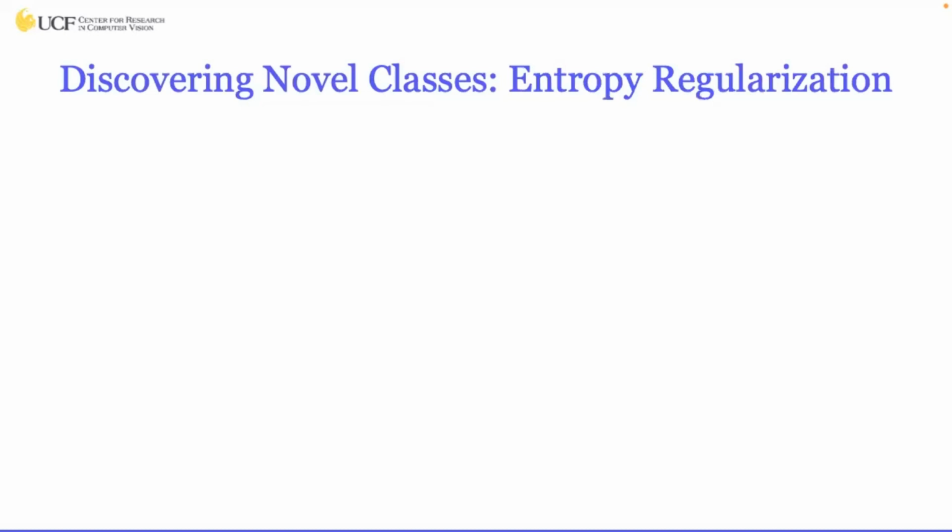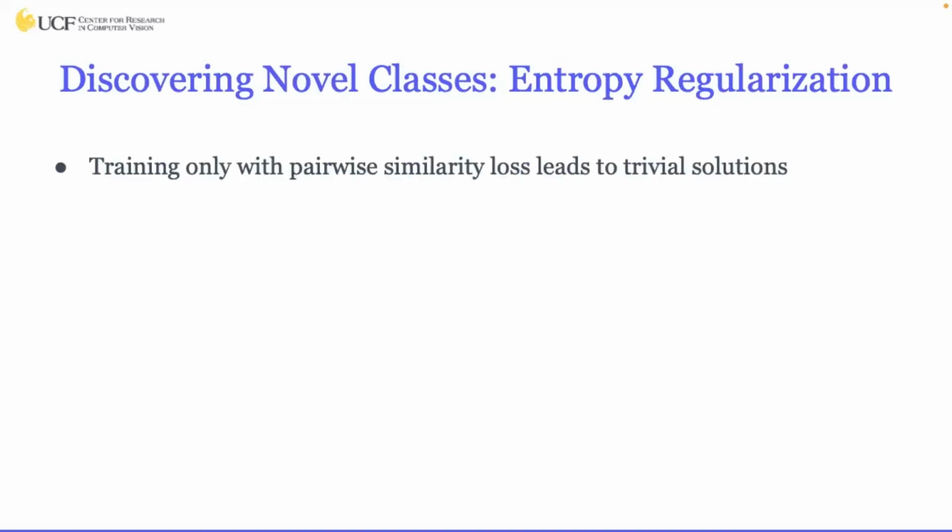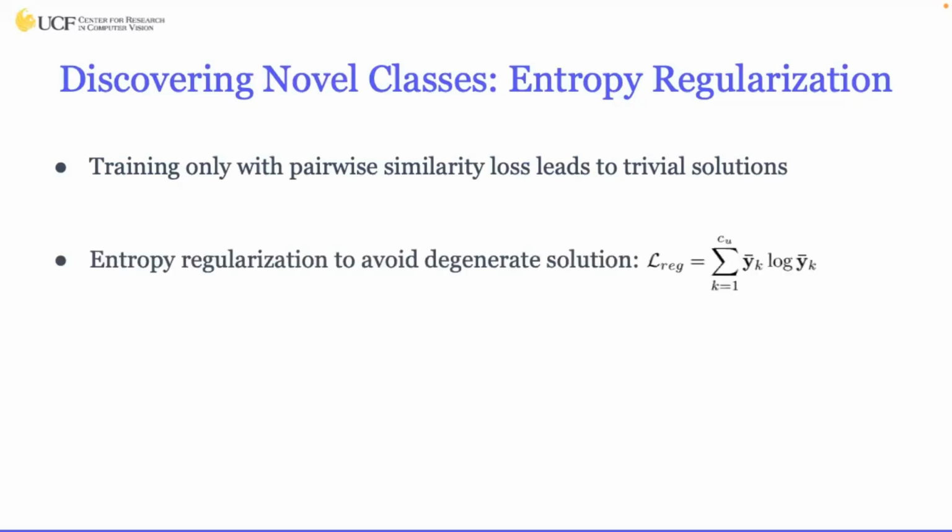Well, pairwise similarity loss gives us the opportunity to discover novel classes. However, there is a case where it leads to a trivial solution. That means all the novel classes kind of collapse to a single class. To avoid this degenerate solution, we incorporate an entropy regularization penalty.